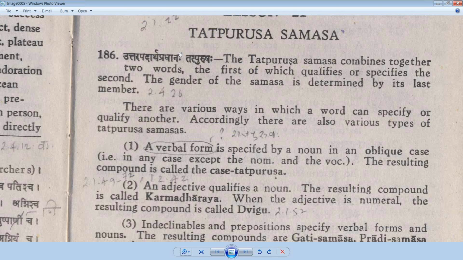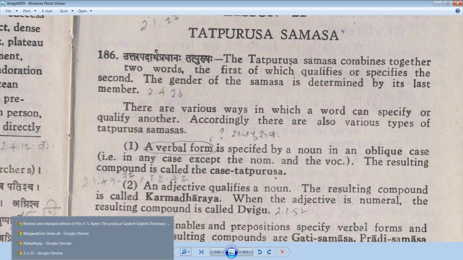So Uttarapada Pradhanyam is the basic nature of the Tatpurusha compounds. The way the sutras are given and the way the compound is formed, we will see as we go into more details, that the importance will always be in the Uttarapadam. The Purvapadam will qualify in some way. It doesn't have to be an adjective. Of course, an adjective is going to be a Karmadharaya compound. But it doesn't have to be.